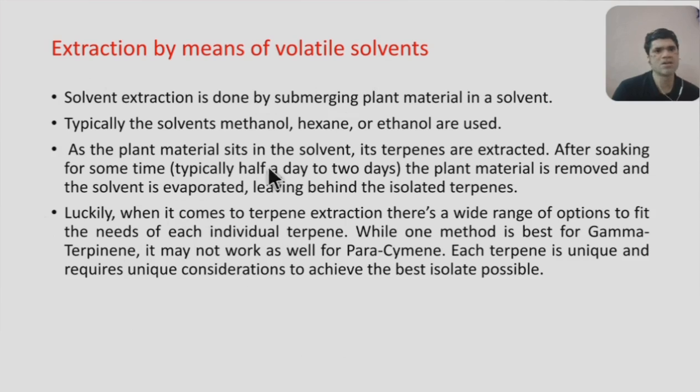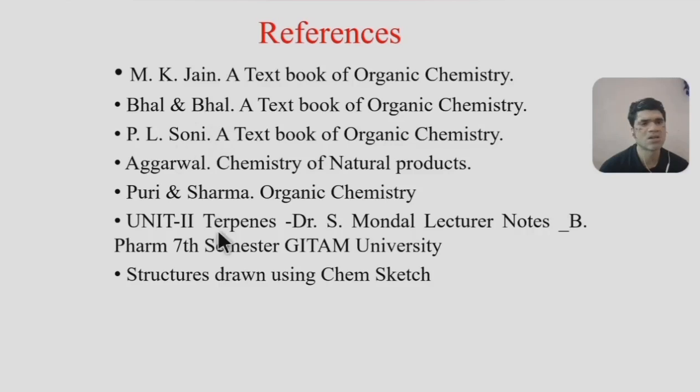Different solvents can be used, and the selection of solvent depends upon the type of terpene we have to extract. For example, the method which we use for gamma-terpinene cannot be used for para-cymene. So for each terpene to be extracted, a different method has to be developed. So these are the references.